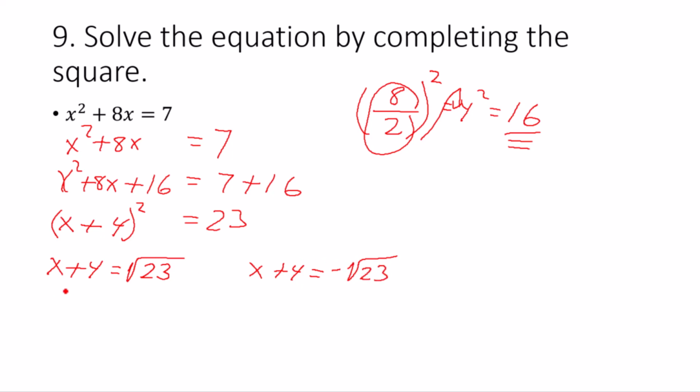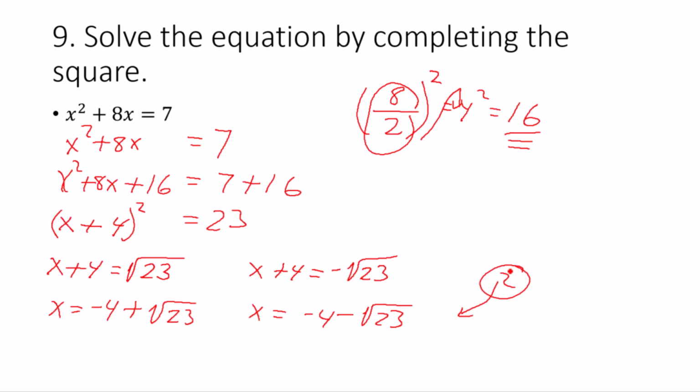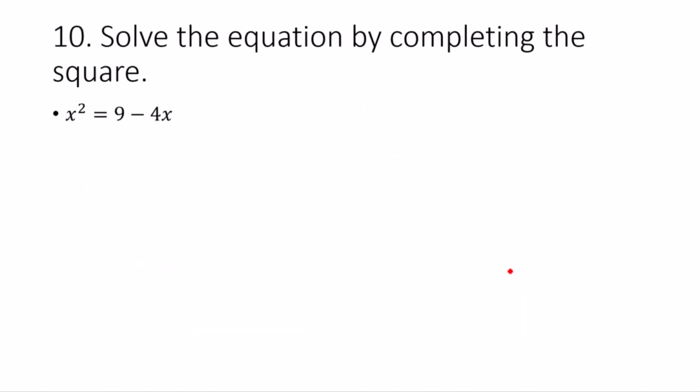Now, solve those. Subtract 4 from both sides. Remember, you can't add the 4 to the square root of 23. Of negative 4 plus the square root of 23. You can reverse those if you like. You might like to do it this way though. And on the other one, you'll subtract 4 again. This time you'll have negative 4 minus the square root of 23. 2 answers for a quadratic equation. That's number 9. Let's move on to 10.